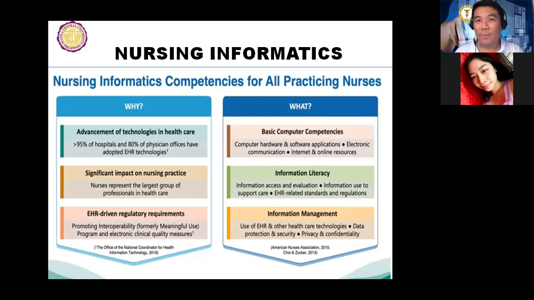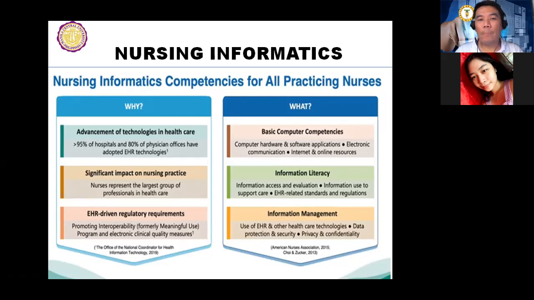What is expected for you to meet the expected competencies of nurse informatics? Basic computer competencies: I know for a fact that your generation is very advanced when it comes to computers, gadgets, applications, and platforms, not just desktop applications but also mobile applications. Your generation can design an application which could be useful. Information literacy is on how you will process information when it comes to basic storage, retrieval, and protection.